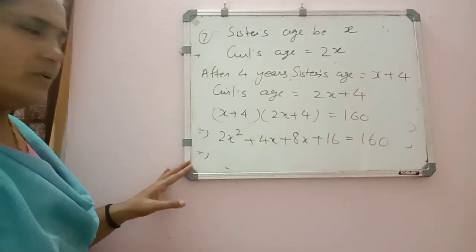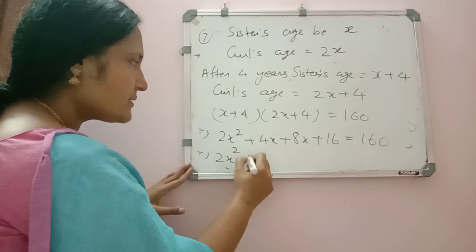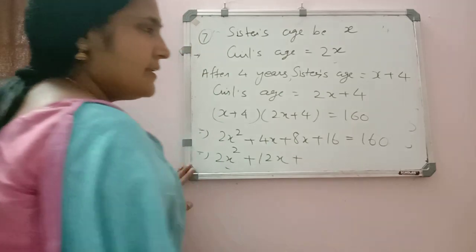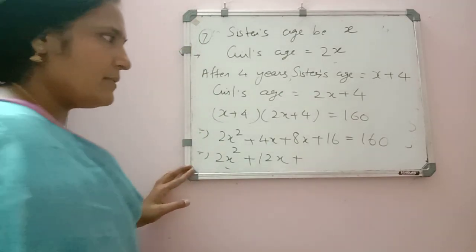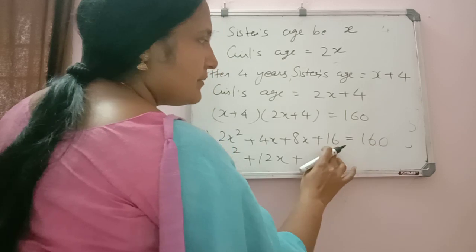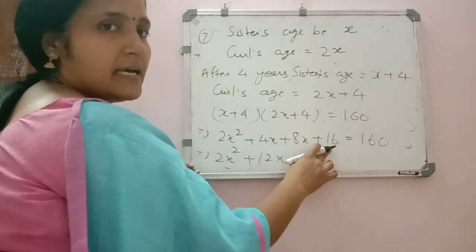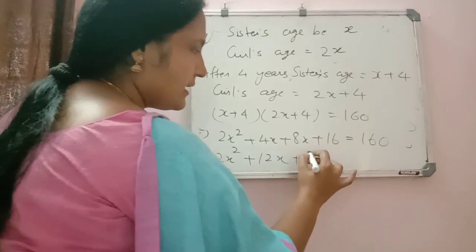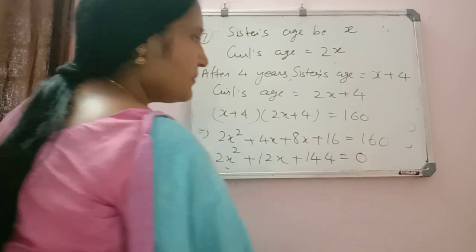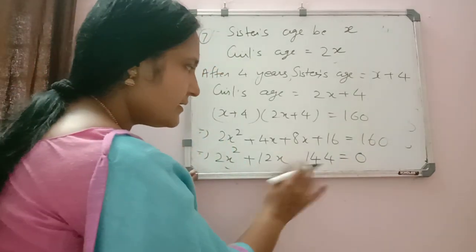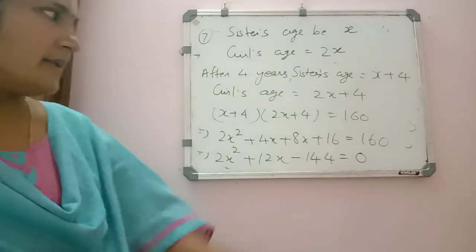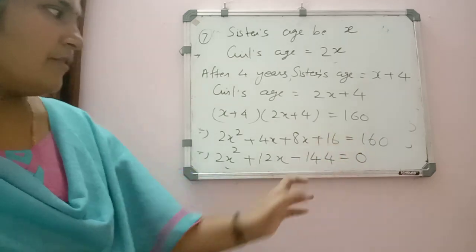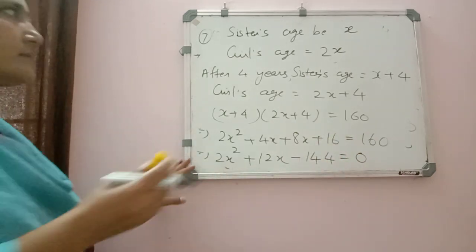Shift 160 also to left hand side. So it will be 2x square plus 12x plus 60 minus 160. Do the subtraction there. So 60 minus 16 ... hope it is correct there, and here it will come negative because 160 minus 60. I think it is correct. 10 minus 6, 4. 5 minus 1, 4. 144. We can check all the numbers.